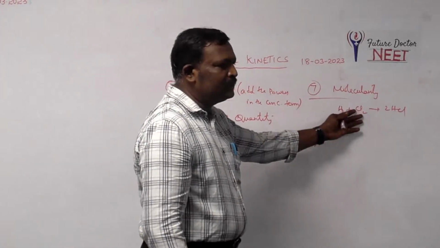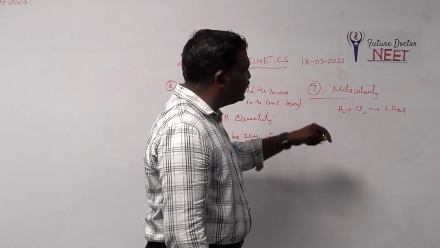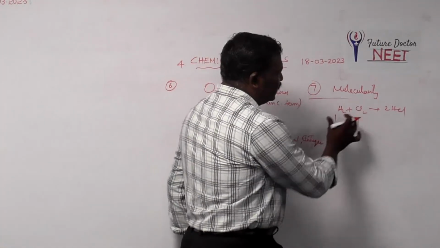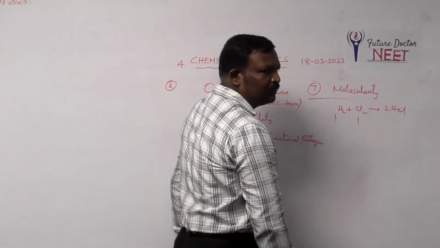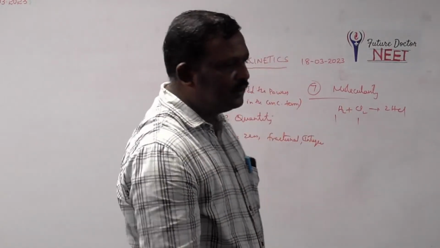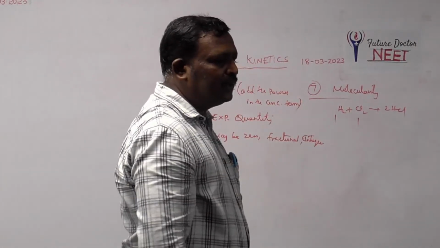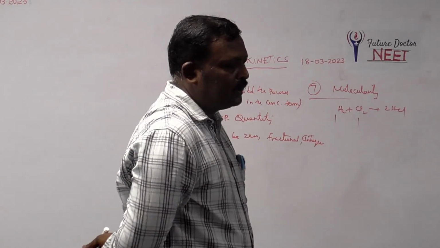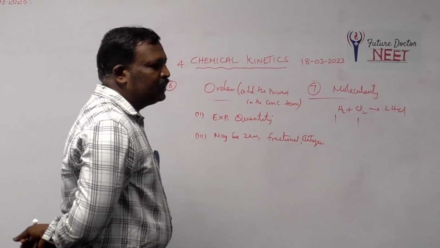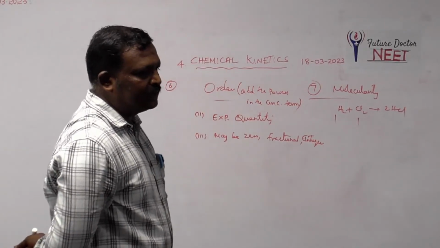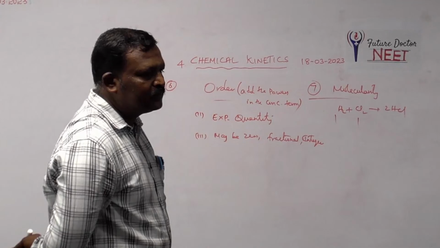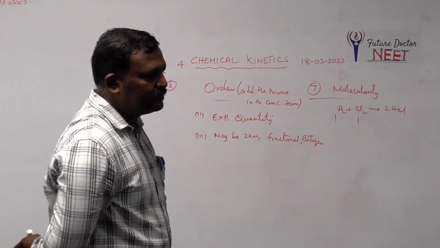2. Yes, it's a theoretical concept. Theoretically, we can say how many molecules are involved. This is one molecule, this is one molecule. So 1 plus 1, 2. So in this reaction, molecularity is what? 2. Understood? Okay, just write the definition: number of molecules taking part in the elementary step of the reaction. Understood?